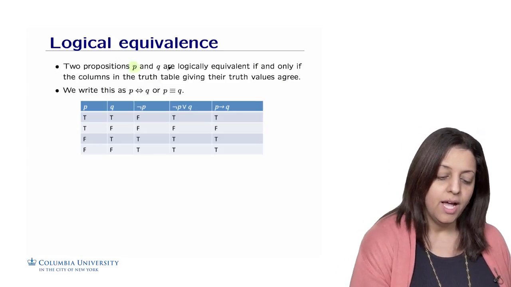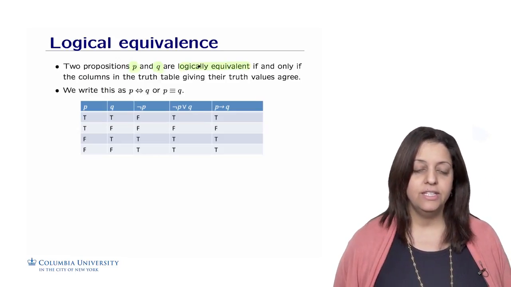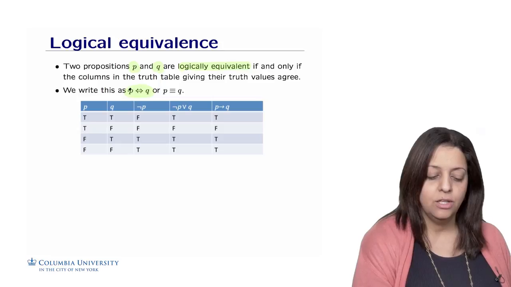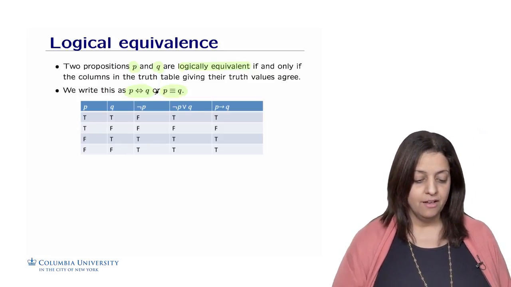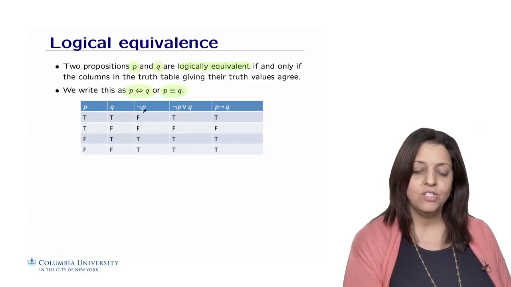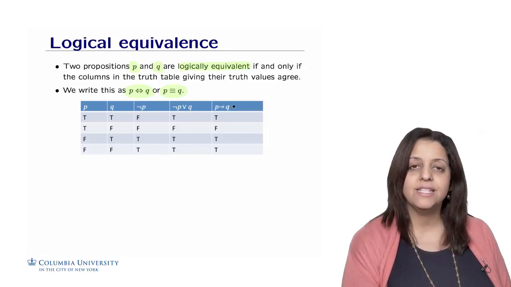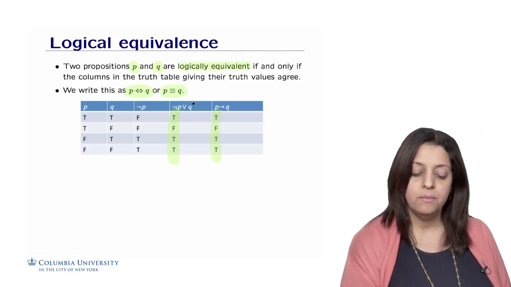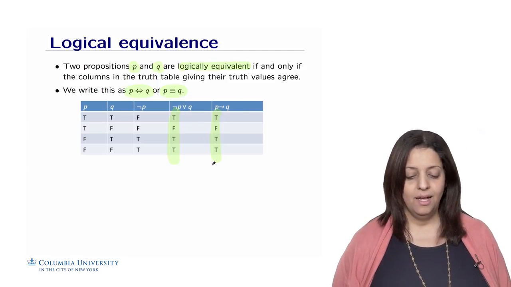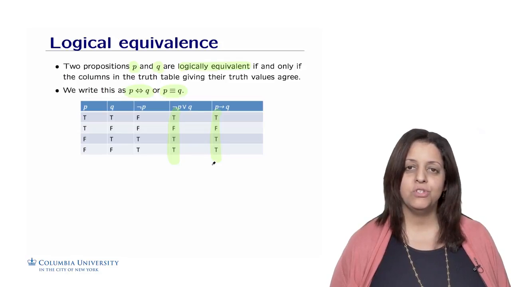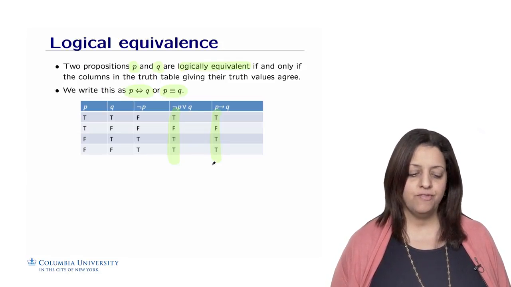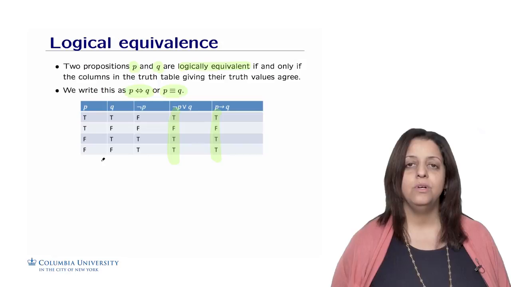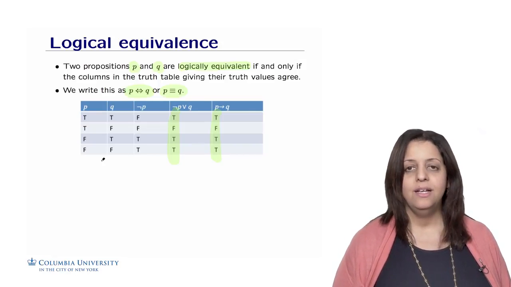Logical equivalence is another feature in propositional logic. Two propositions P and Q are called logically equivalent if and only if the columns in the truth table are identical. We write this as P equivalent to Q. For example, we know that the implication P implies Q is logically equivalent to not P or Q. If you do the truth table for these two compound propositions, you're going to get exactly the same truth value. So these two propositions are logically equivalent. They have the same truth value for any composition of P and Q. This is important. It allows us to transform propositions from one setting to another one.